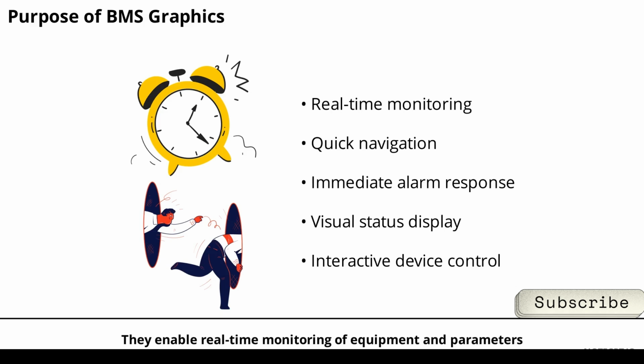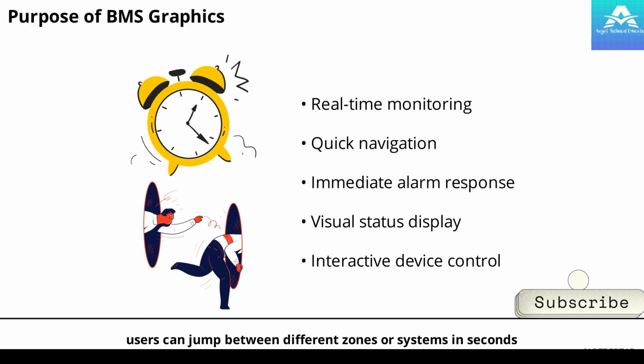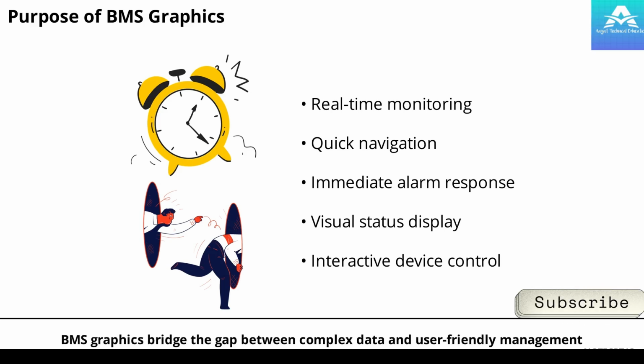They enable real-time monitoring of equipment and parameters, allowing users to quickly assess the status of building systems. With intuitive navigation, users can jump between different zones or systems in seconds. Graphics also make it easy to identify alarms and respond immediately, which is critical for safety. Visual displays of trends and controls help users make informed decisions, while interactive elements allow direct control of field devices. Ultimately, BMS graphics bridge the gap between complex data and user-friendly management.